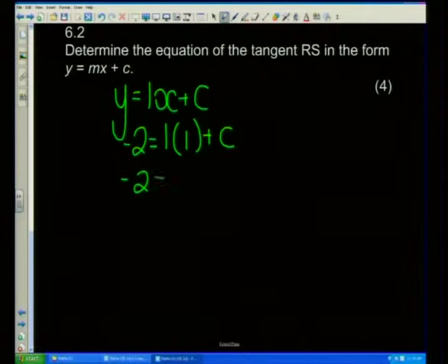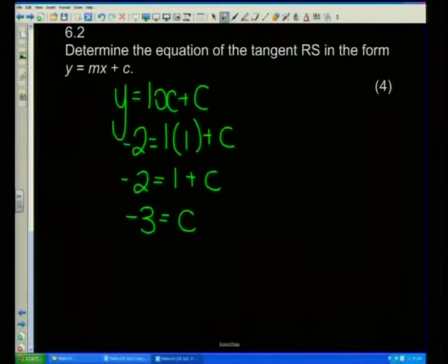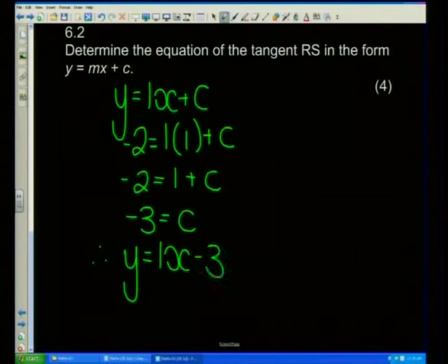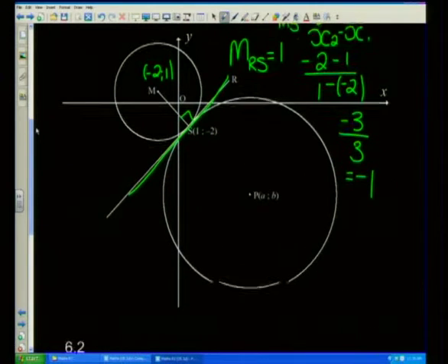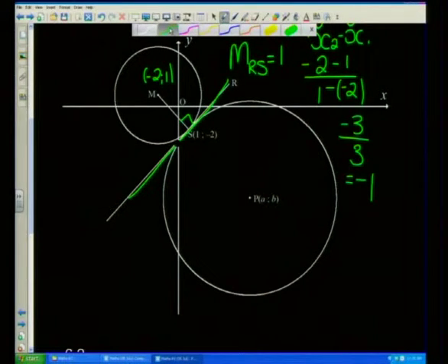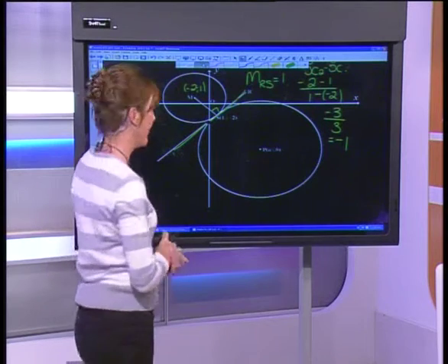We've got negative 2, which is equal to 1 plus c. And when I move 1 over, we're going to get negative 3 being equal to c. So therefore, the equation of our tangent is y is equal to 1x minus 3. One positive gradient, minus 3, that looks about right, that we should have our y-intercept over there. So I'm happy to say that all fits. It works nicely.